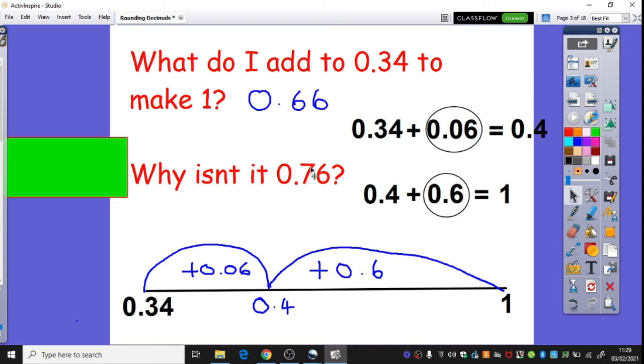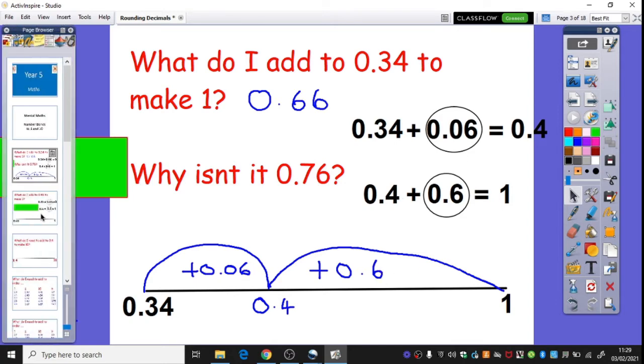And if we have a little look here, again, we're thinking about why is it not 0.76, seeing 3 and 7 tenths to make a whole? That would be too much. We'd end up with 1.1. So it's 0.06, then we add our 0.6 to make one whole.